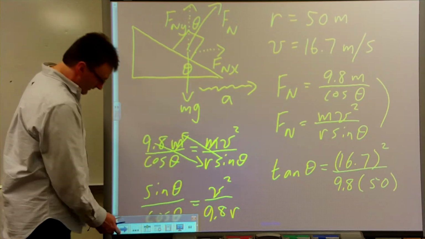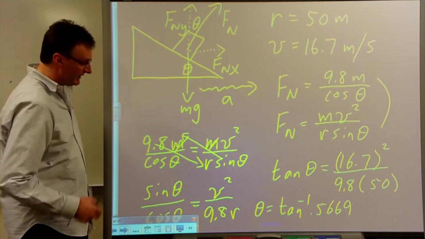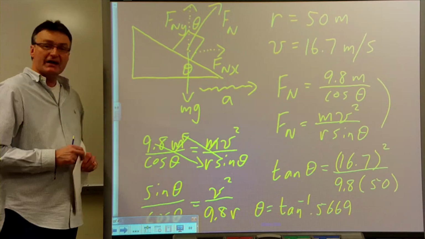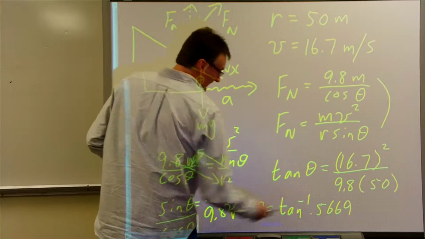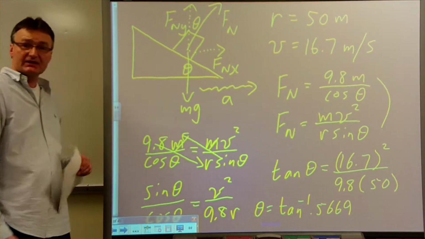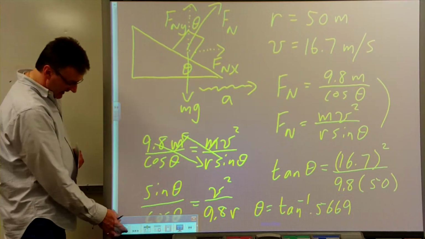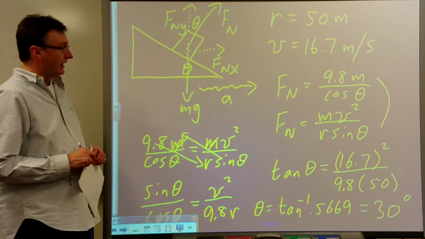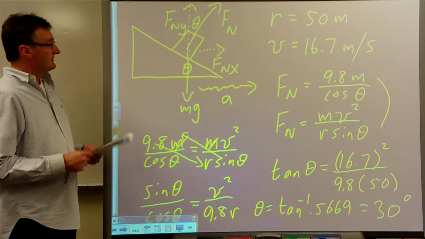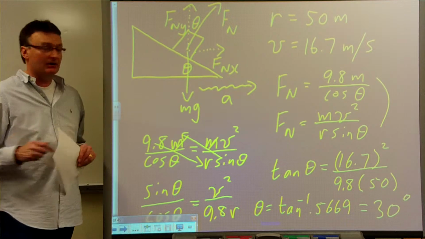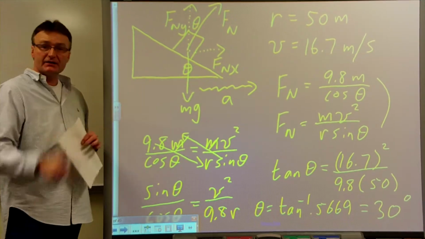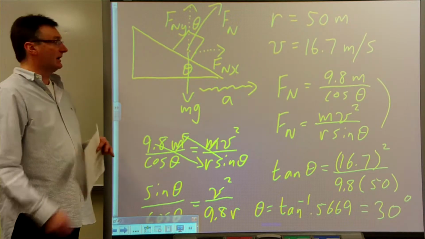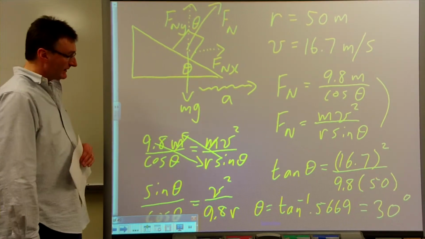All right, so now we can solve for the angle. Theta has to equal tan to the minus 1. When you work this out, you will get 0.5669. So we use the inverse tan, and we get an angle of 30 degrees. So this is a really nice example of a banked curve type of problem, and it's the kind of problem that you will see with this topic.